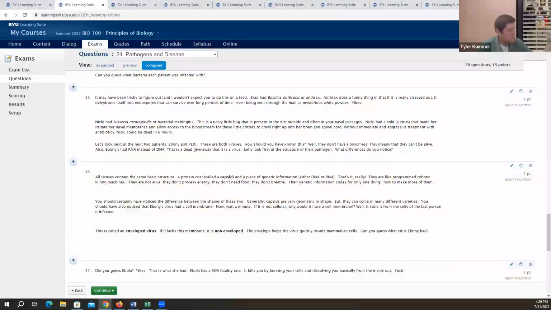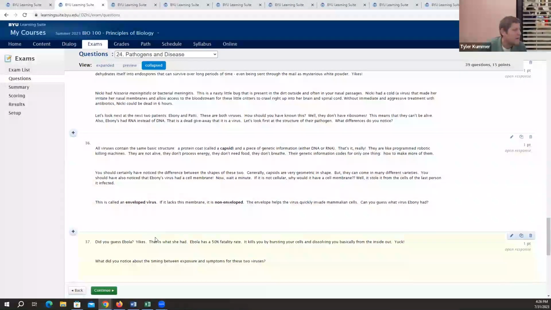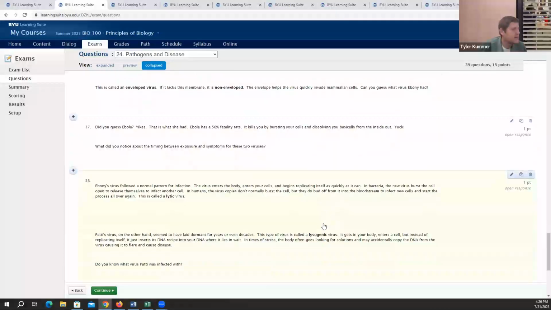Yeah, so enveloped and non-enveloped, they each can be harmful. It's just a different adaptation to escaping your immune system. So that's a common thing to see in viruses. Now, there's two different ways that viruses can go about infecting you. They can be a lytic virus or a lysogenic virus.